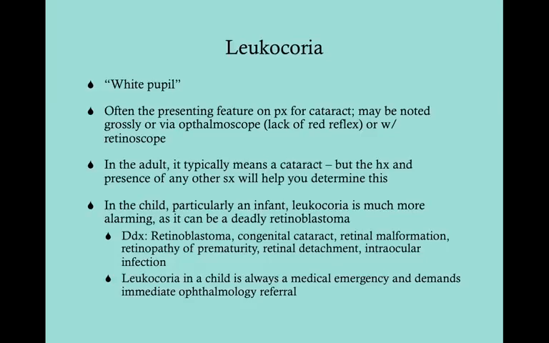But leukocoria is just any white pupil, and that can be noted by looking through the ophthalmoscope, or it can be noted grossly, or it can be noted even by a parent when a picture is taken. What do we typically get if we look straight into the flash? We get red eye. But with leukocoria, you would get a white eye or a yellowish colored eye, and that's leukocoria. So in the adult, typically leukocoria means a cataract. But the history and the presence of any other symptoms are going to help you determine what the actual cause is. But typically in an adult, it means cataract.